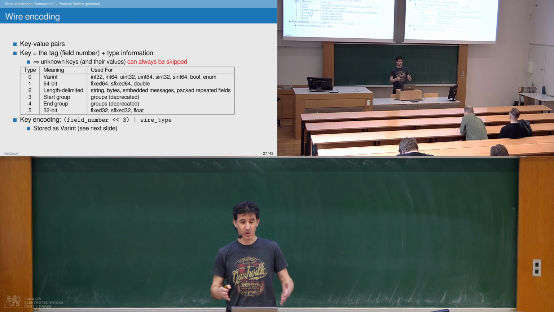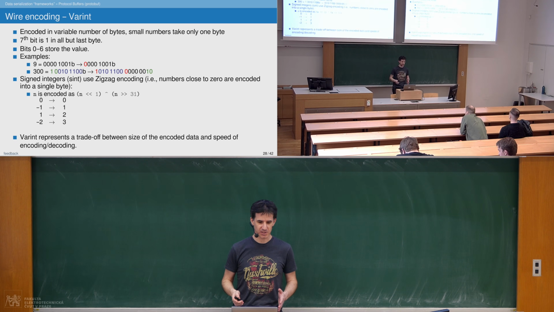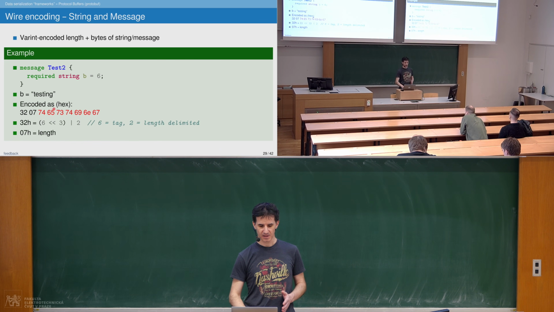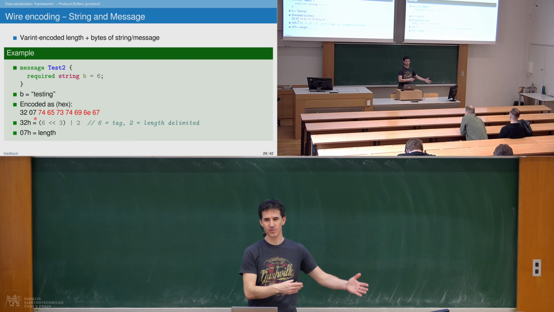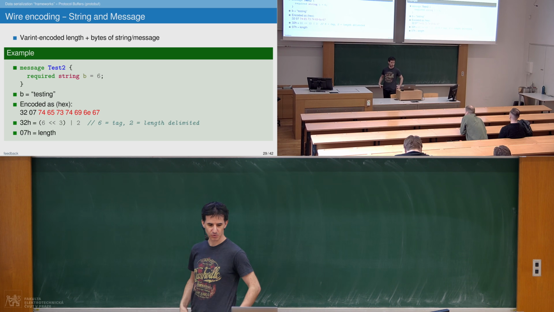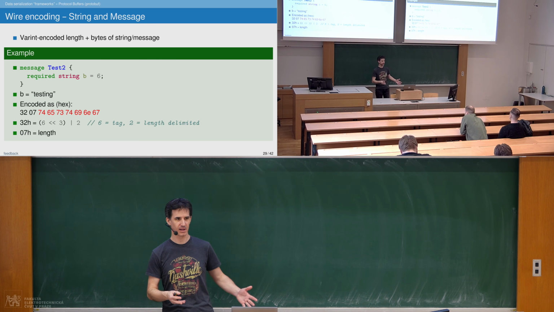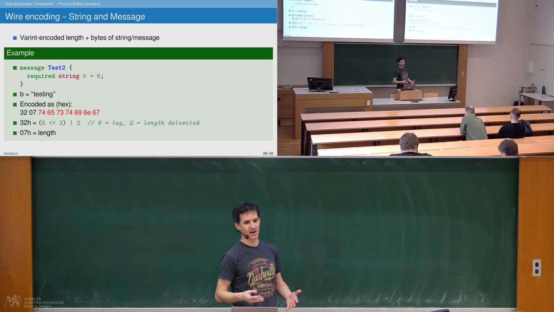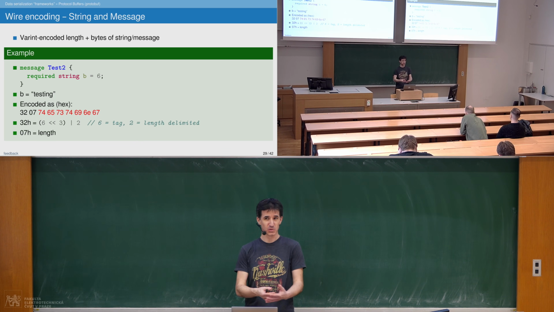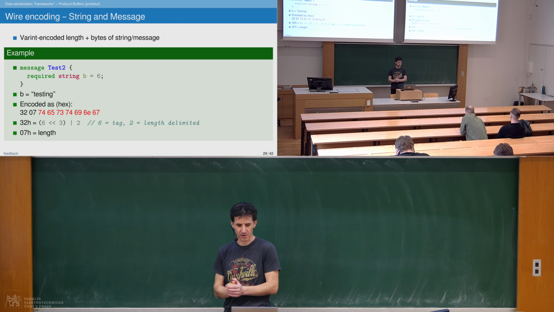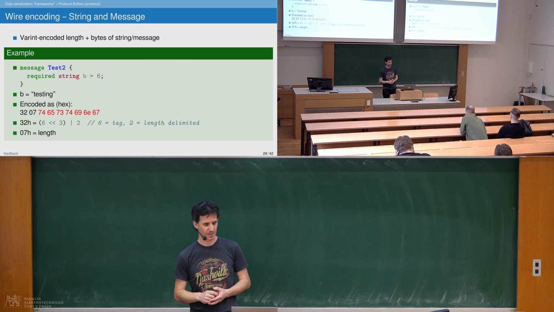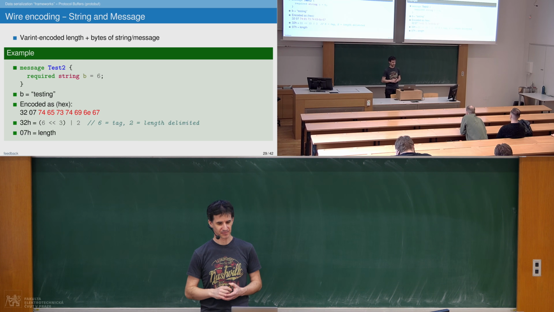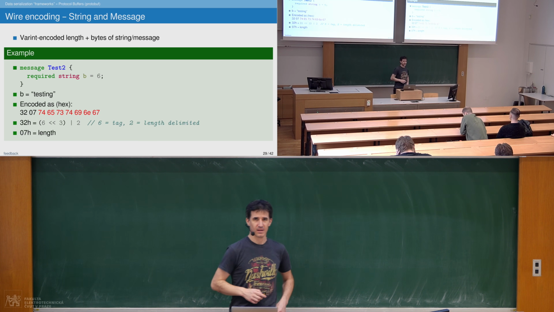The advantage is if you have a short string, you need just 1 byte for the length. If you have a long string, you can have more bytes for the length. So short strings are encoded efficiently. Longer things are not so efficient, but because the string is much longer, this efficiency doesn't make a big difference here.